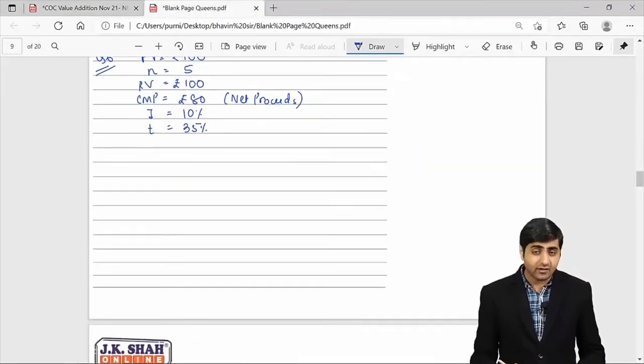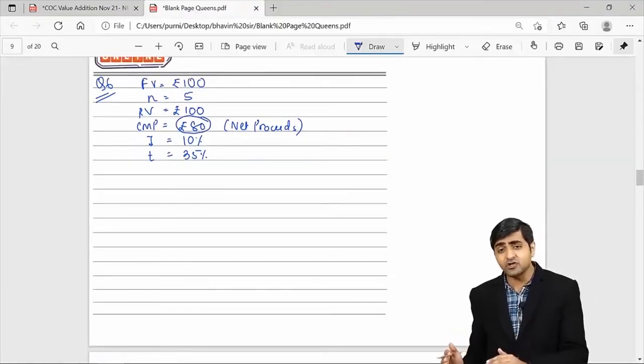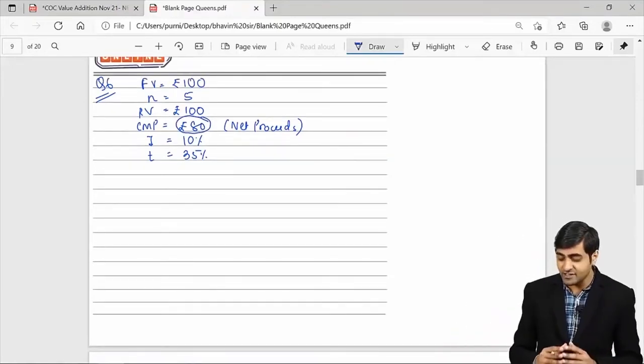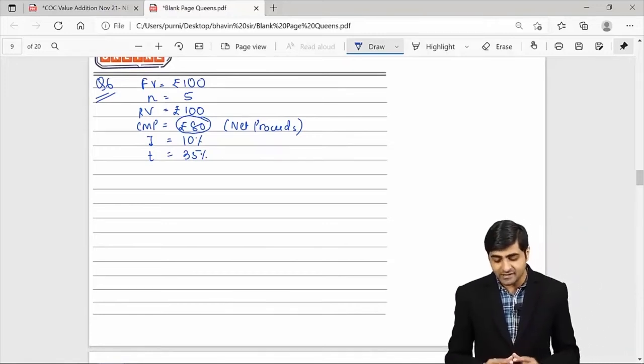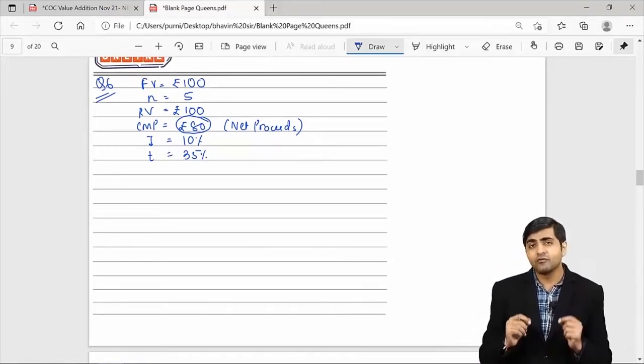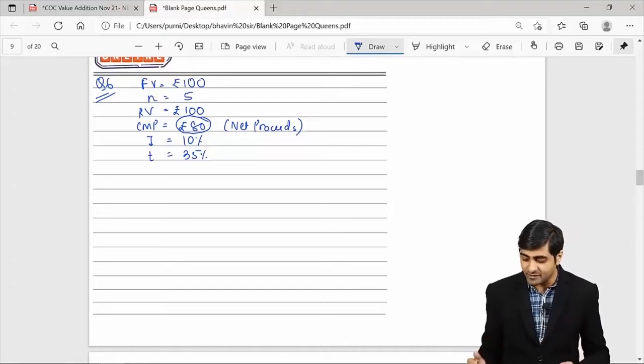So guys, we know that the present value right now is nothing but 80 rupees. So we have to discount all the future value of cash inflows into present value in such a way that it becomes nothing but 80. So we have to do this using your trial and error method.